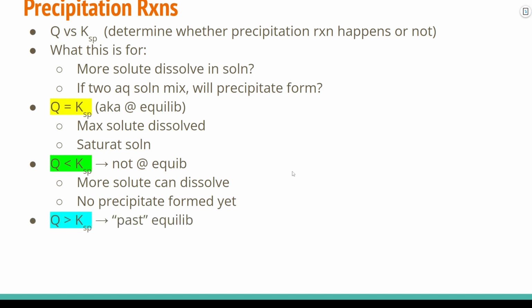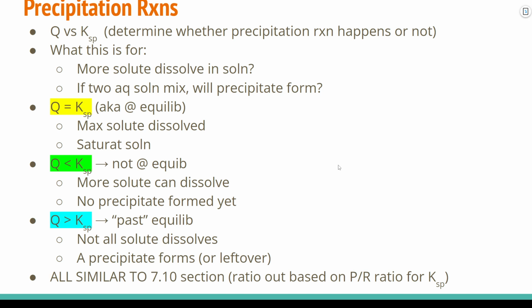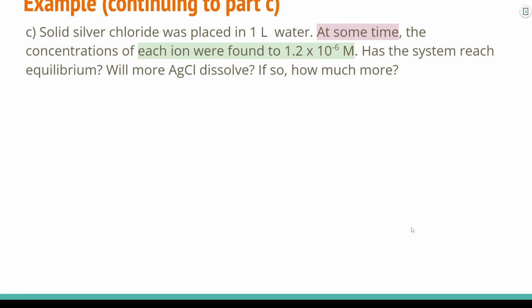If Q is beyond Ksp, then we're, quote unquote, past equilibrium. Not all of the solute will dissolve, and you can have a precipitate form, or you have leftovers of the solute, depending on the scenario. This is all very similar to section 7.10, where you look at the P and the R value and how K gets affected by Q.